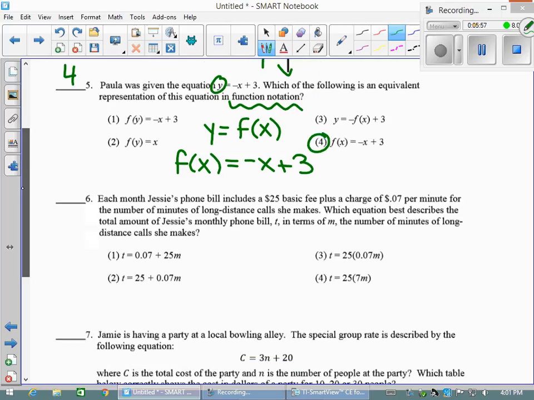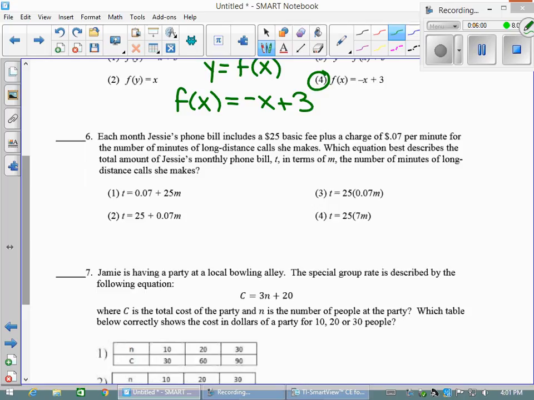Okay, each month, Jesse's phone bill includes a $25 basic fee plus a charge of 7 cents per minute for the number of minutes of long-distance calls that she's making. They want us to find the equation that best describes the total amount of Jesse's monthly phone bill. So the total amount of the phone bill is what the equation is representing, using T and M. The number of minutes of long-distance calls is our M, and the total amount is our T.